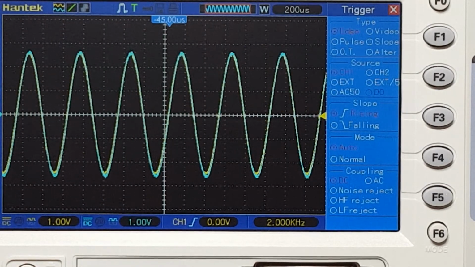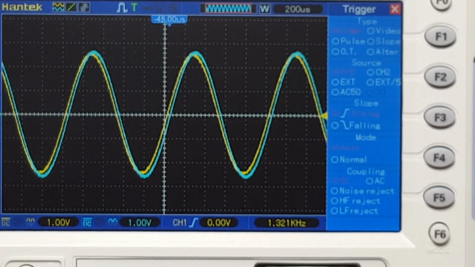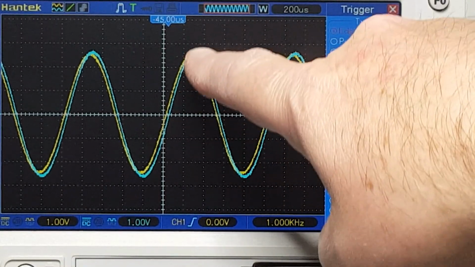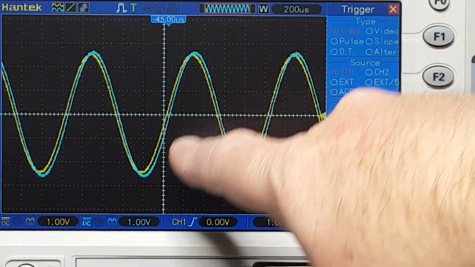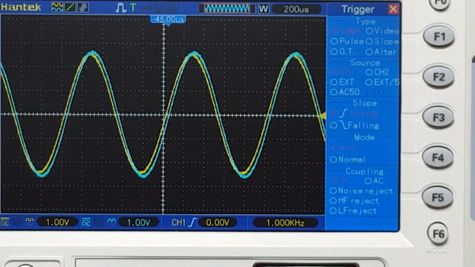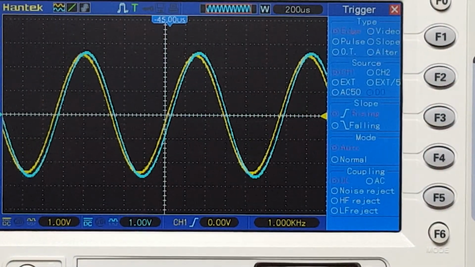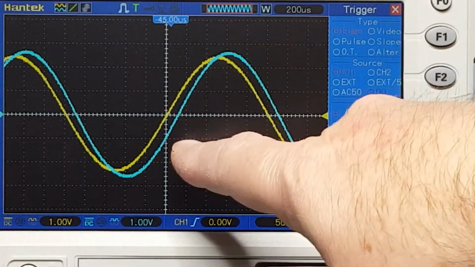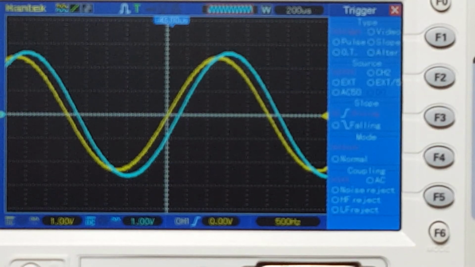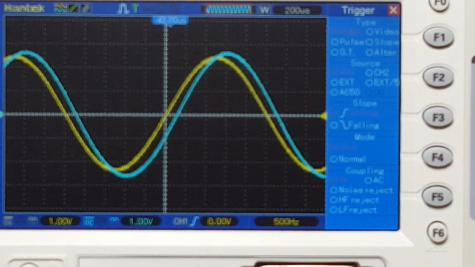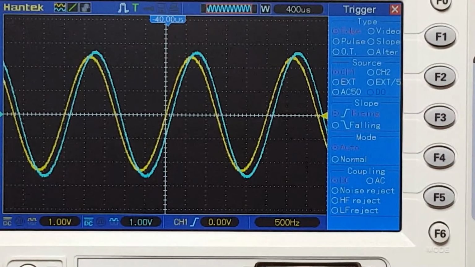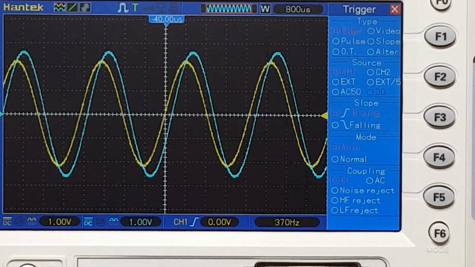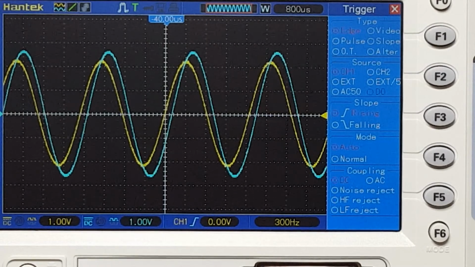So now we are at 2 kHz, 1 kHz, and we can already see that there is a slight change in the magnitude of the output signal as well as a phase shift toward the left. Let's reduce the frequency some more. Okay, now we are at 500 Hz, and now you can see a more pronounced reduction of the magnitude of the output signal, and the phase is definitely shifted toward the left. Let's go down now a little bit more with the frequency.